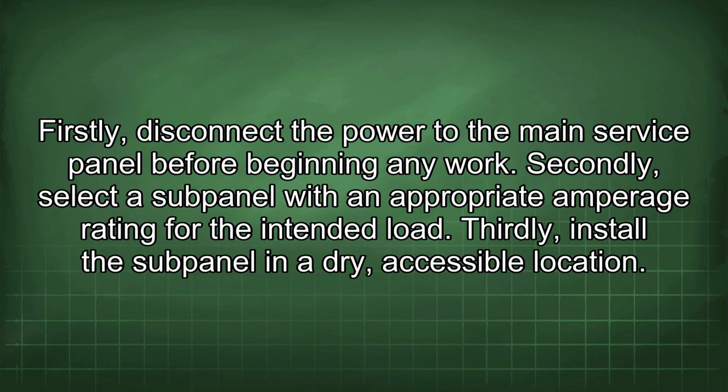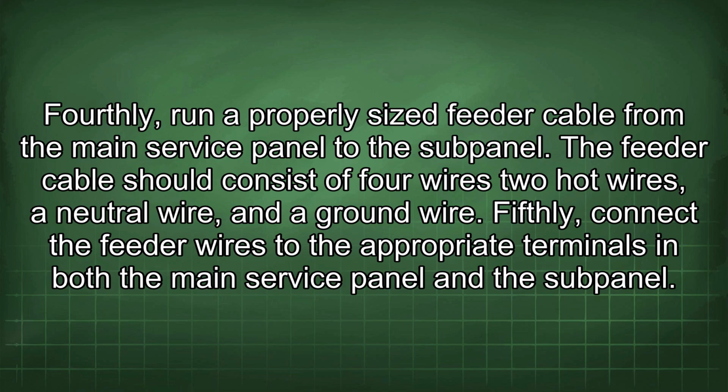Firstly, disconnect the power to the main service panel before beginning any work. Secondly, select a subpanel with an appropriate amperage rating for the intended load. Thirdly, install the subpanel in a dry, accessible location. Fourthly, run a properly sized feeder cable from the main service panel to the subpanel. The feeder cable should consist of 4 wires, 2 hot wires, a neutral wire, and a ground wire. Fifthly, connect the feeder wires to the appropriate terminals in both the main service panel and the subpanel.